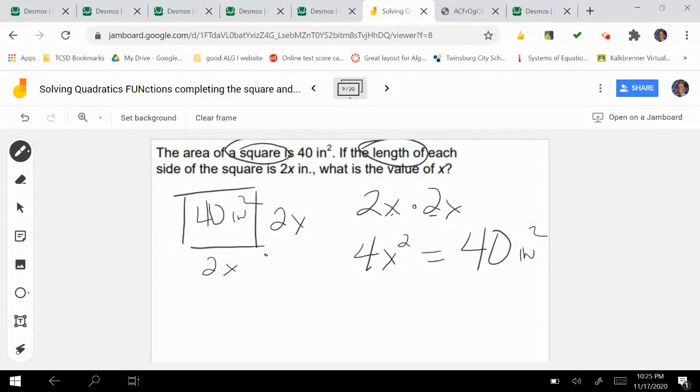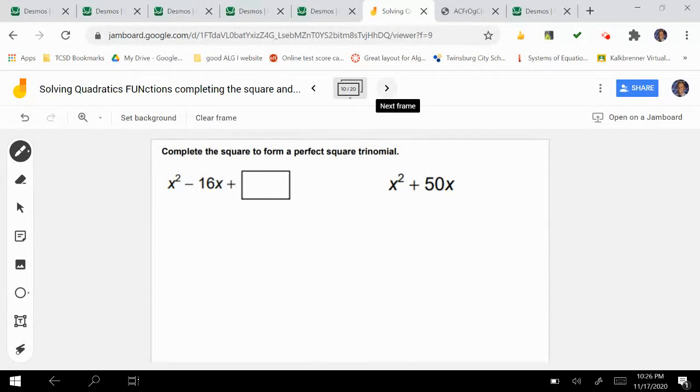Isolate. Remember, we're going to get to x squared, so I'm going to divide this by 4, divide this by 4, and I'm going to get x squared equals 10. And I square root this, and I square root that, and I get x equals the positive or negative radical 10. All right. Any questions? If you need to see it again, remember, always pause, rewind, and go from there.